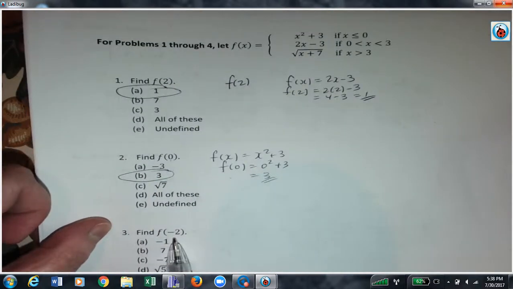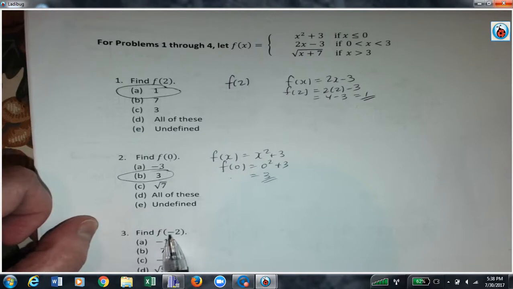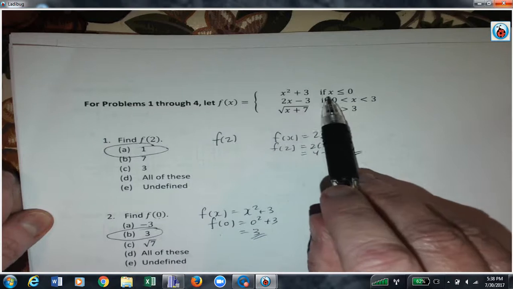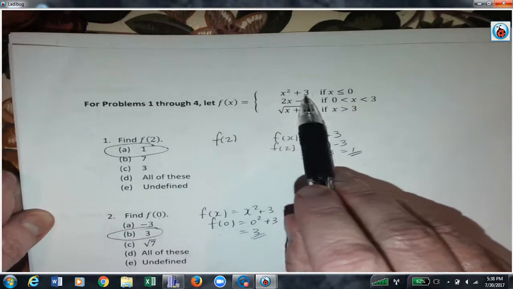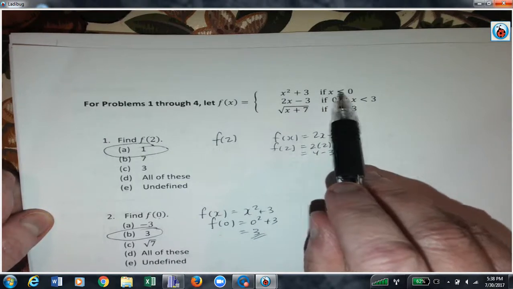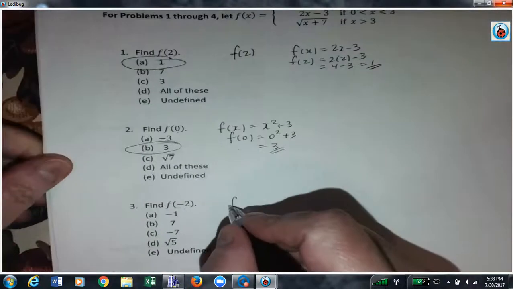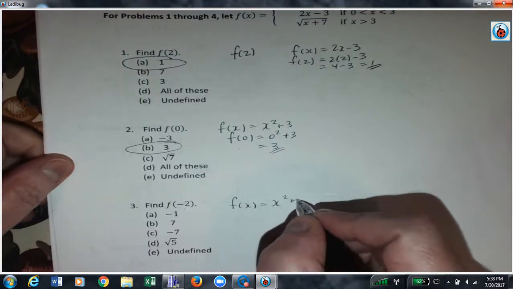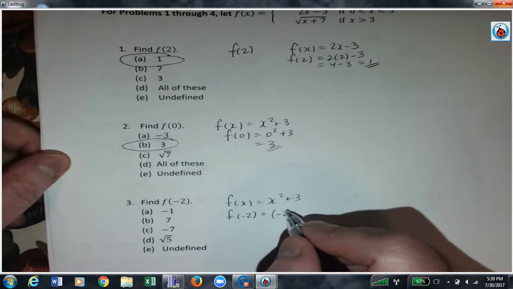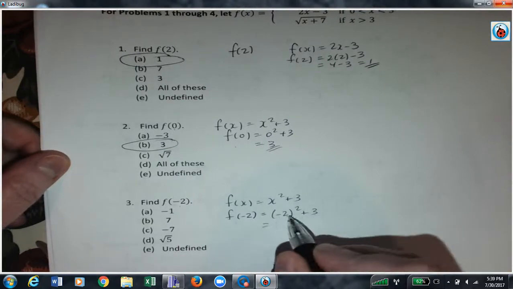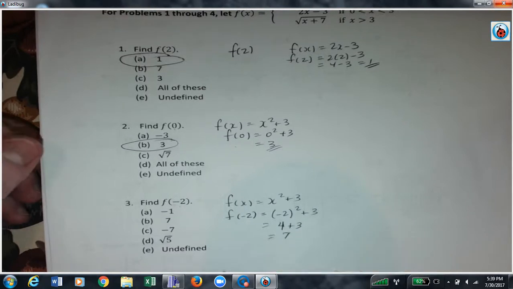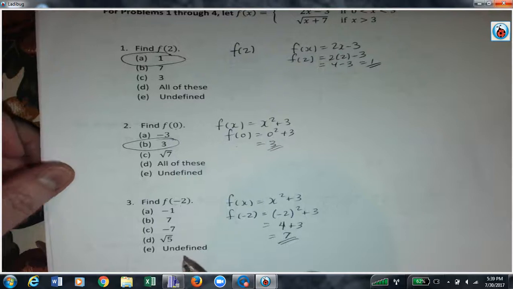Now we want to find f evaluated at -2. So x is equal to -2. Once again, this is the case we're in. I use this formula for f if x is a number less than or equal to 0, and -2 is less than or equal to 0. So this is my formula. And so f evaluated at -2, I'm going to replace x with a -2 in parentheses. -2 all squared is positive 4. And so my answer is 7.